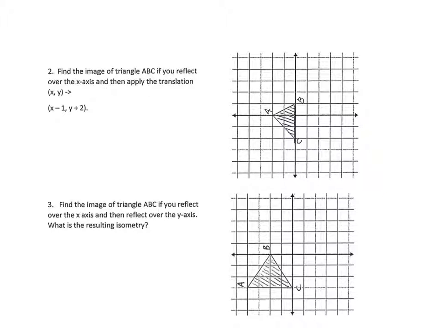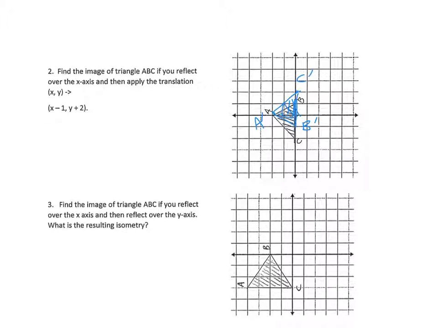Okay, so let's do it again. Find the image of triangle ABC if you reflect over the x-axis and then translate it. So this is going to be a glide reflection because you're reflecting and then you're translating it. So I'm going to reflect this over the x-axis. So it's going to be B prime, C prime, A prime. A doesn't move because it's on the axis already. So there's my new blue triangle.